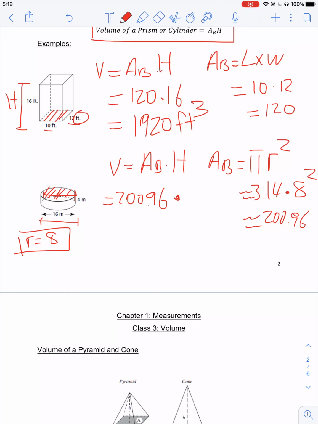So h is this, right? It connects my two bases together, the ceiling and the floor, which is 4. So I multiply this by 4, and I'm going to get my volume. 200.96 times 4 is actually 803.84. The units are meters, so meters cubed.